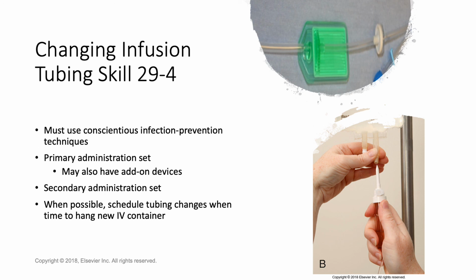There are different types of administration sets. There is the primary administration set, and this is the main fluid that the patient is receiving. It also may have some type of add-on device. The image at the top of the screen, the green one, is a filter, so that's considered an add-on device. Extension tubing is also an example of an add-on device. There are also secondary administration sets, which is what we typically see with piggybacks. The tubing is a little bit shorter and it connects to the primary.